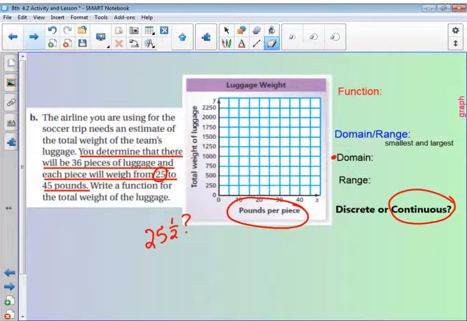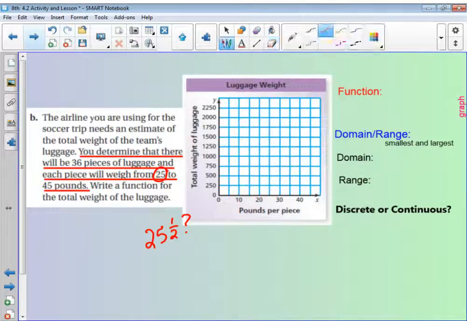Okay, so our domain can go anywhere from 25 pounds to 45 pounds, and X can fall anywhere in the middle. So we're going to go ahead and put our X in the middle. And now we're going to have to use those symbols. I know that this is confusing when you're writing out a continuous domain.